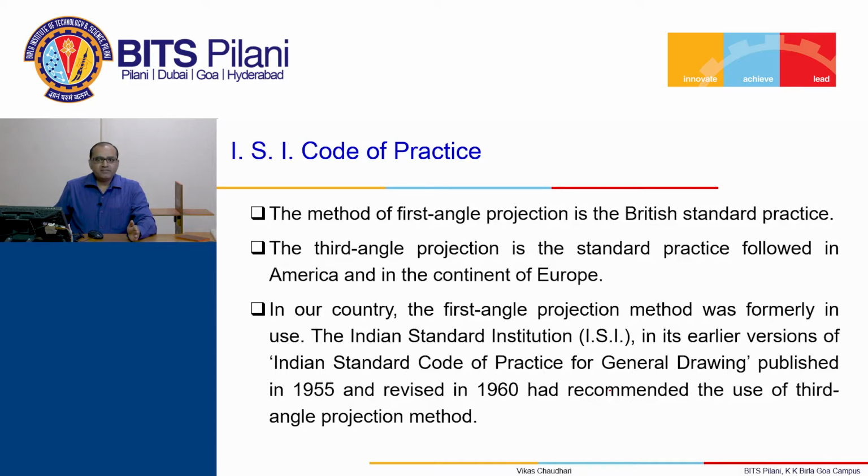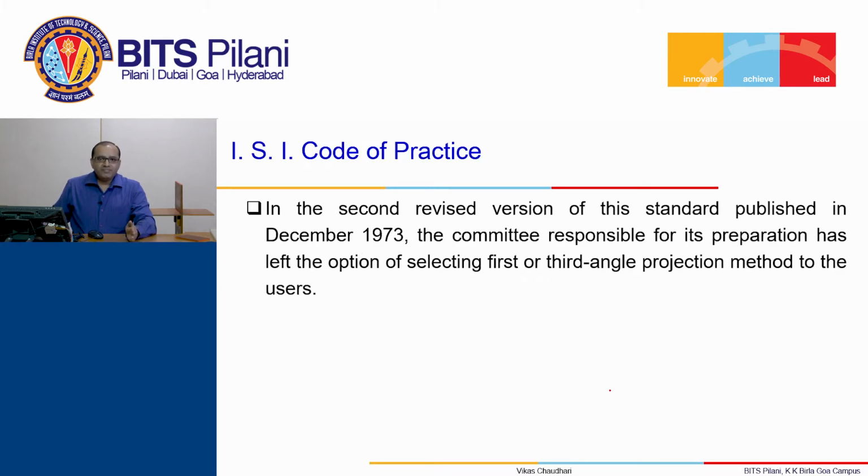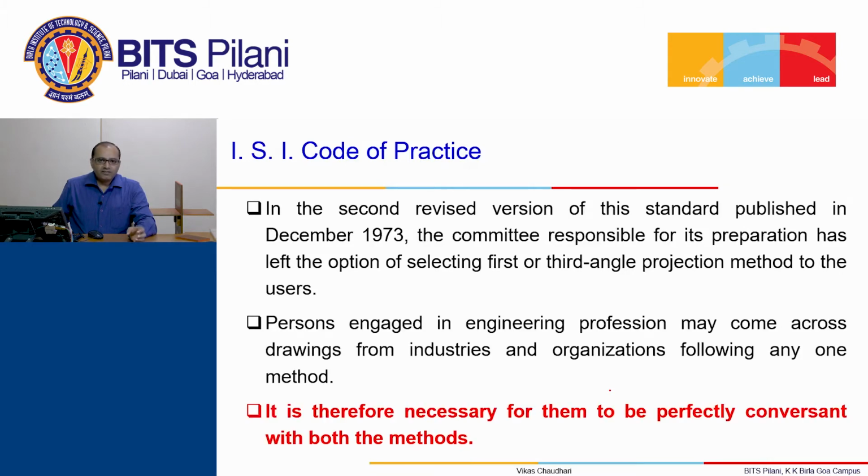According to those guidelines, third angle method of projection was recommended in India, but in a later version of the standard, it was revised so that the choice of which method to use is left with the users. So the user can choose either first angle method of projection or third angle method of projection, considering that the user may receive drawings from different corners of the world. In that case, the user must be able to understand projections drawn in either of the standards.